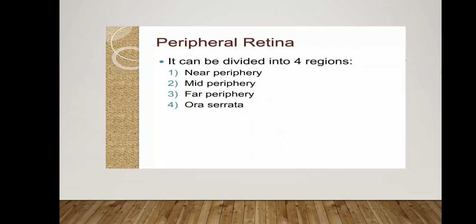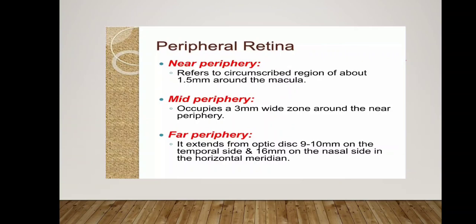The peripheral retina can be divided into 4 regions: near periphery, mid periphery, far periphery and ora serrata. The near periphery is a circumscribed region of about 1.5 mm around the macula. The mid-periphery occupies a 3 mm wide zone around the near periphery. The far periphery extends from the optic disc 9 to 10 mm on the temporal side and 16 mm on the nasal side in the horizontal meridian.